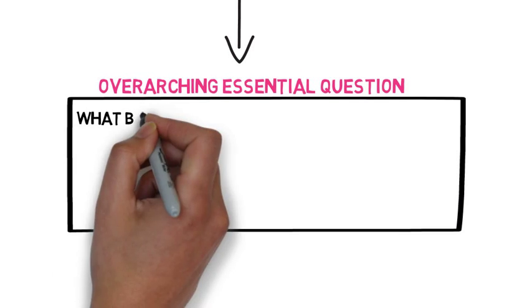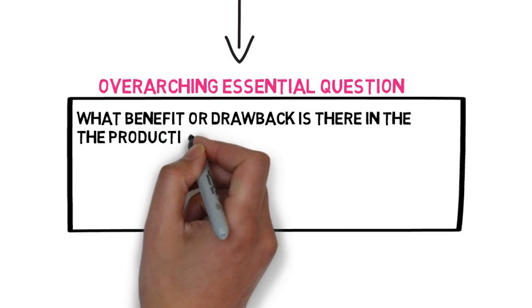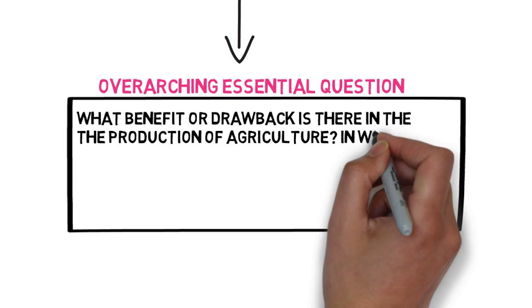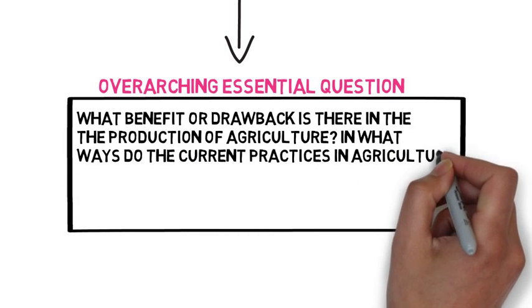What benefit or drawback is there in the production of agriculture? In what ways do the current practices in agriculture impact society? And how will those impacts shape the future of the world?